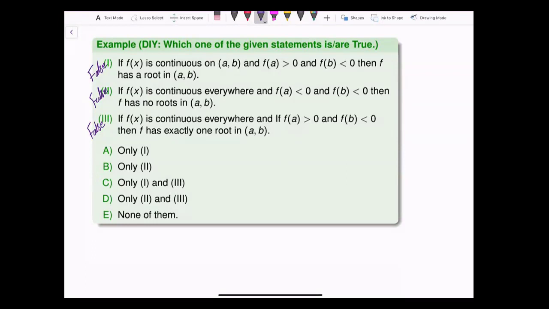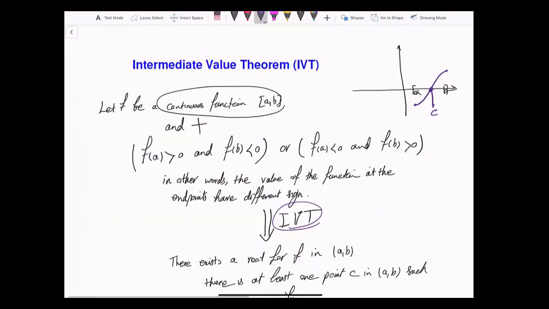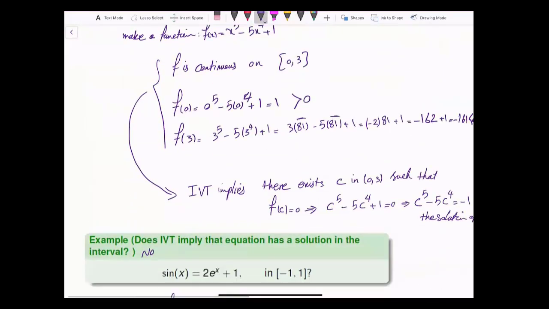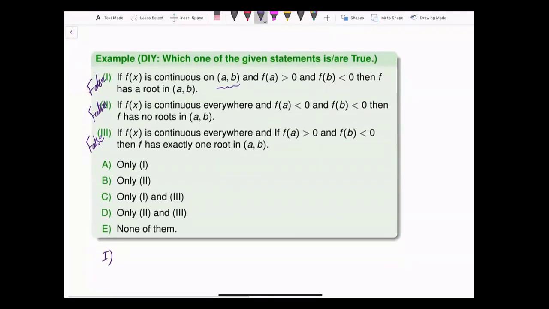What is wrong with the first one? The first one says that the function is continuous on the open interval (a, b). You see, IVT says that the function is continuous on the closed interval [a, b]. That's the difference, and it actually matters. As I will show in this example, the function f of x is -1 for x less than 0, and 1 for x bigger than or equal to 0.